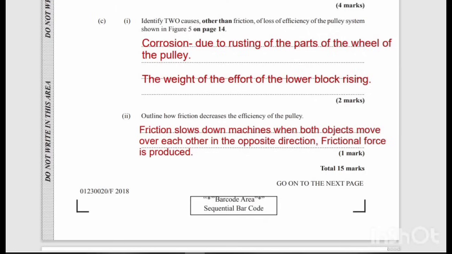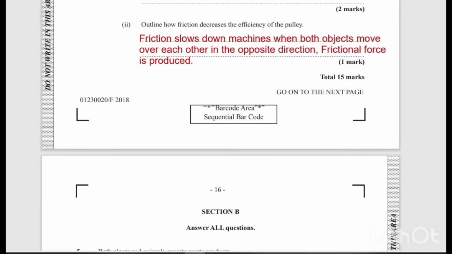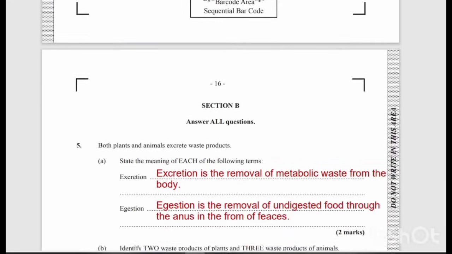The next part says outline how friction decreases the efficiency of the pulley. So the answer I have is that friction slows down machines. When both objects move over each other in the opposite direction, frictional force is produced. So friction would just slow down everything. Instead of gliding easily over the wheel, the rope would stick and it just would not pull as smoothly as it should. All right, so that's 1 mark.